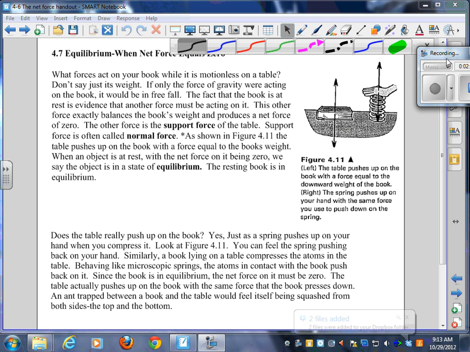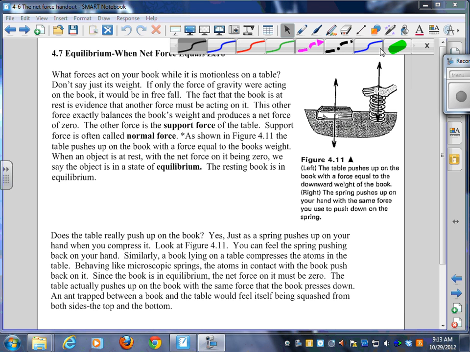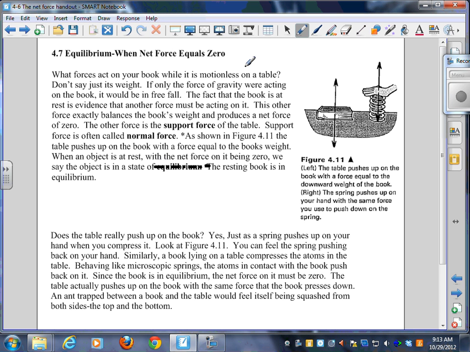Let me find my highlighter there. My highlighter has disappeared. Equilibrium. No, that's not a highlighter.